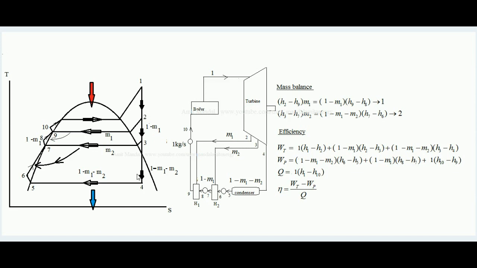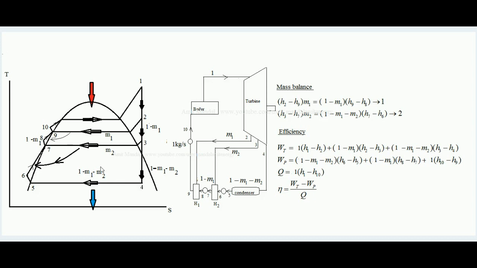For example, in this case we can see, suppose steam starts expanding in the turbine from point 1, and from point 2 m1 kg per second of steam is taken out as a steam bleed for condensing in the feed water heater. Now further expansion would be with 1 minus m1 kg per second in the turbine. Now from point 3 m2 amount of steam is taken out for condensing in the feed water heater. So between 3 and 4 the further expansion would be of 1 minus m1 minus m2 kg per second.